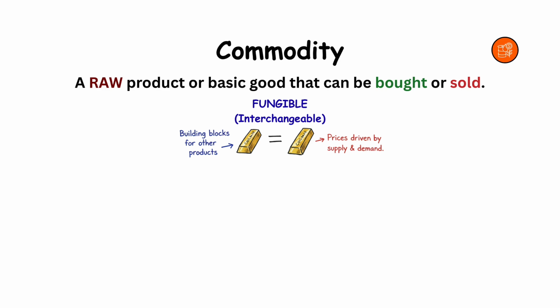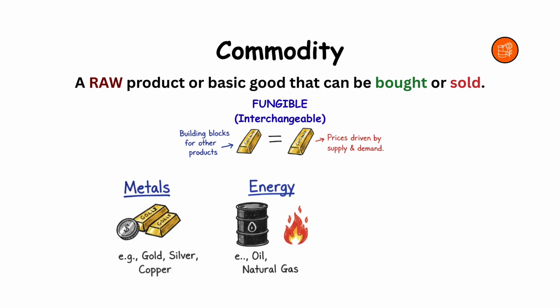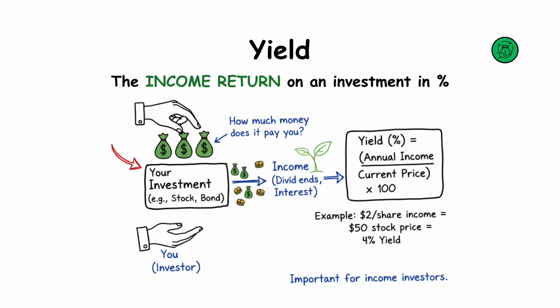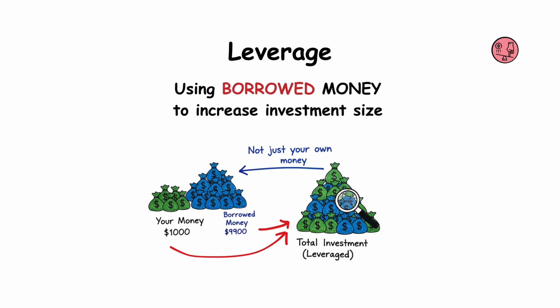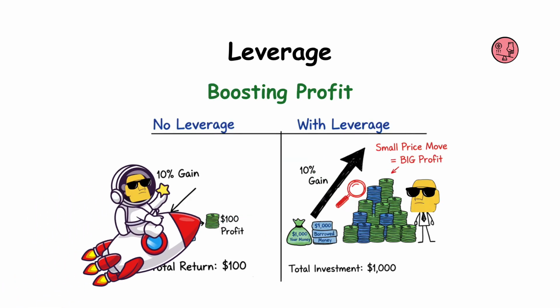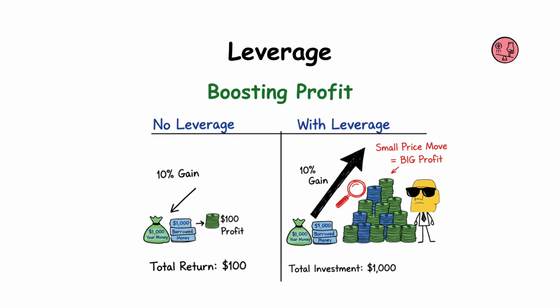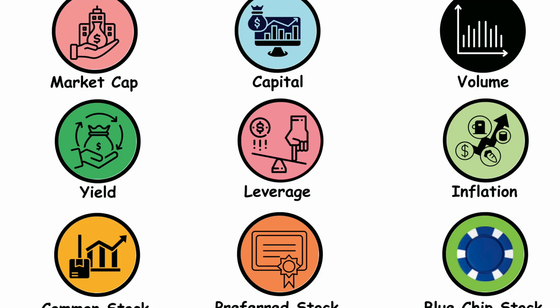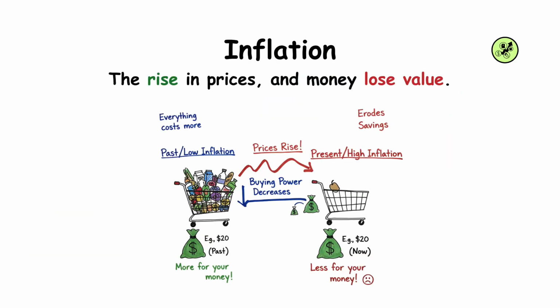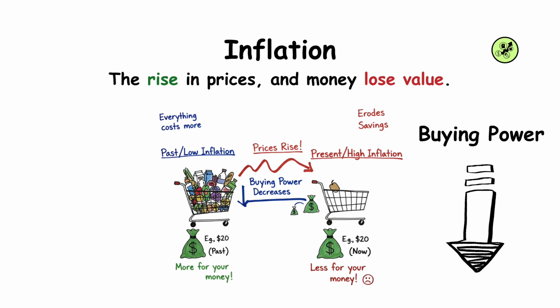Commodity. A commodity is a raw product like gold, oil, or wheat. Yield. Yield is the income return on an investment, usually shown as a percentage. Leverage. Leverage is using borrowed money to increase investment size. It can boost profits if prices move in your favor, but it also increases losses if the market turns against you. Inflation. Inflation is the rise in prices that lowers money's buying power.